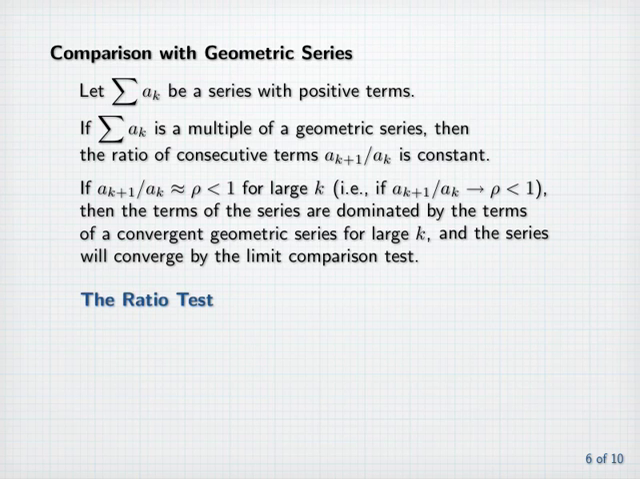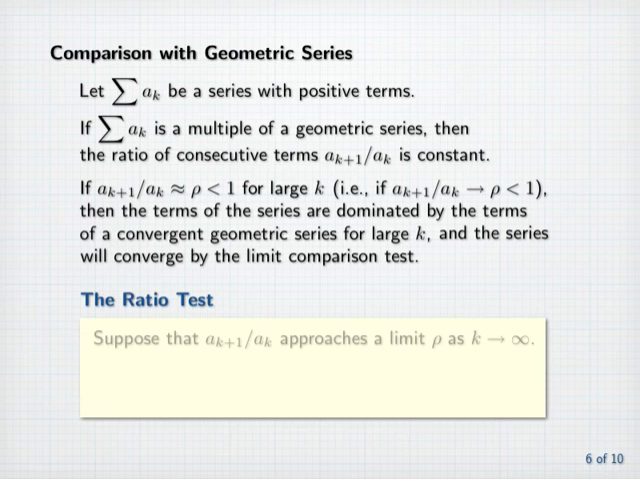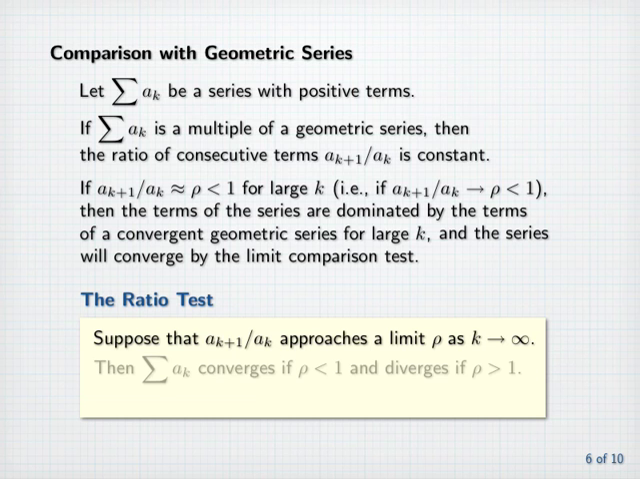This is the idea behind what is known as the ratio test. Suppose that a sub k plus 1 divided by a sub k approaches a limit rho as k goes to infinity. Then the sum of a sub k converges if rho is less than 1 and diverges if rho is greater than 1. If rho equals 1, the test fails. In other words, if rho is equal to 1, then the series might converge or diverge.